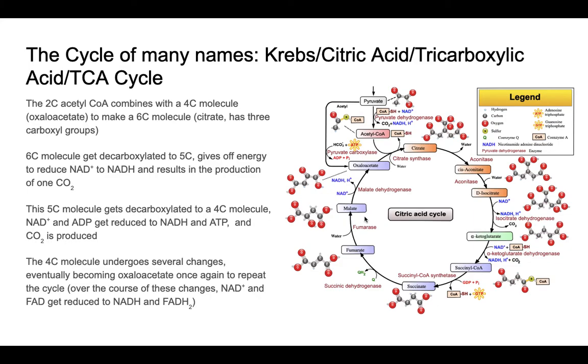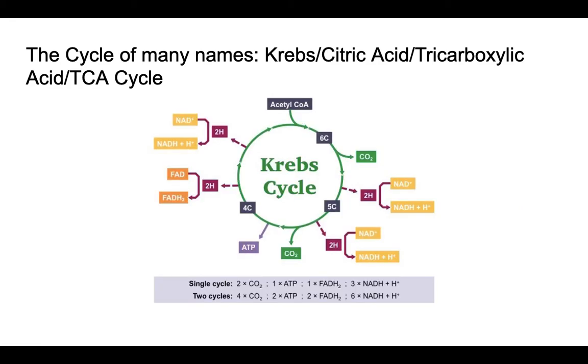Then finally, our 4-carbon molecule undergoes some changes chemically to bring it back to oxaloacetate to continue the cycle. And with the energy from these changes, we can reduce another NAD+ and as well an FAD to get NADH and FADH2.